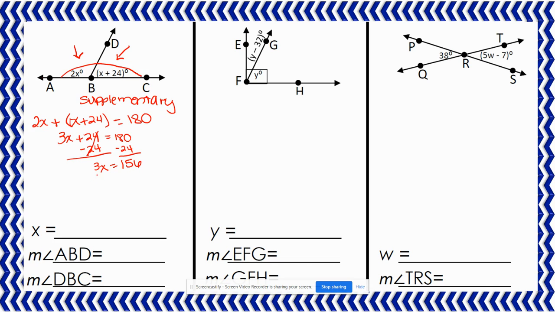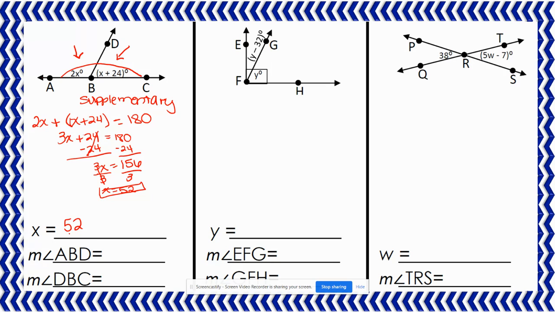Now x is still not by itself, so I need to get rid of the 3. So the inverse of multiplying by 3, which is what 3x means, 3 times x, the inverse of that is going to be dividing by 3, which I'm going to do on both sides of the equation. Those are going to cancel and leave me with x. And then I do 156 divided by 3. And when I do 156 divided by 3, I get x equals 52. So that means x is 52.